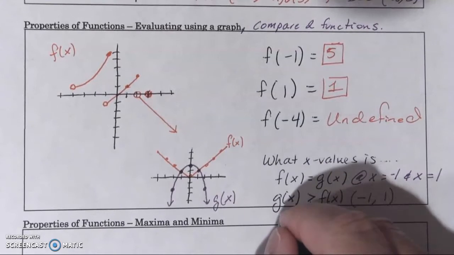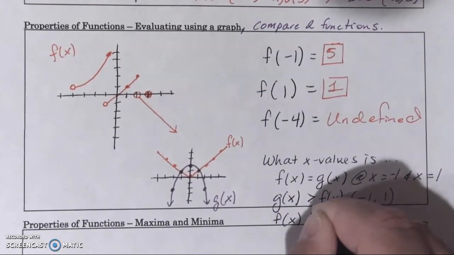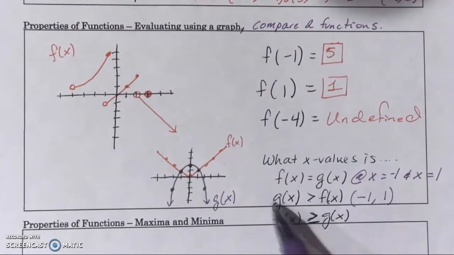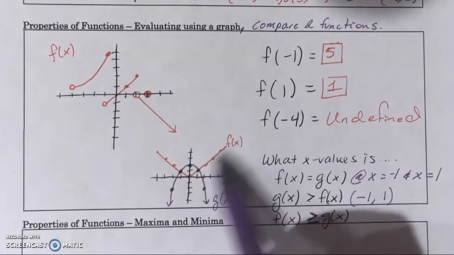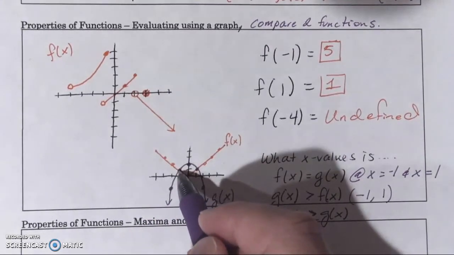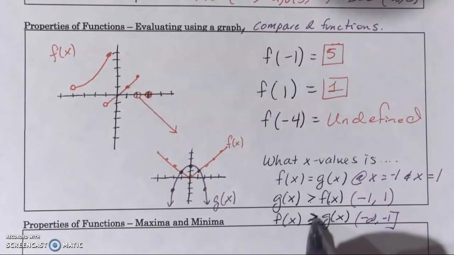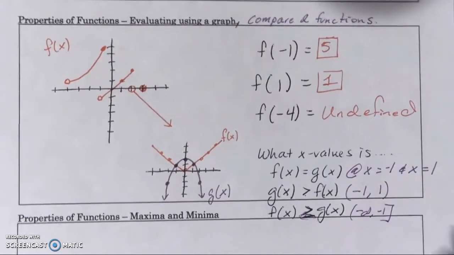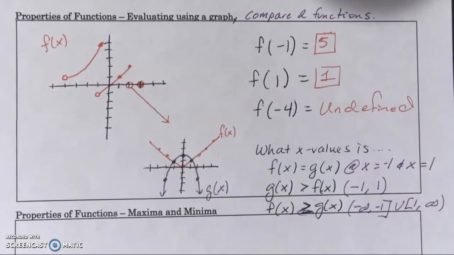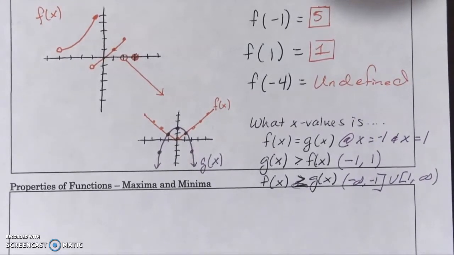We could ask you f of x is greater than g of x. Maybe we'll even do greater than or equal to g of x. Get our brackets involved here. Well, basically everywhere else. So f of x is greater than g of x from negative infinity all the way to negative 1. We're going to use a bracket with the negative 1 because we have the equals to bar underneath. And then from 1 to infinity. Okay? Just some different examples of evaluating using a graph.